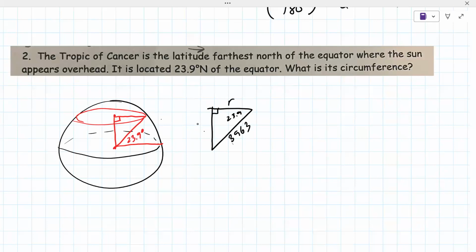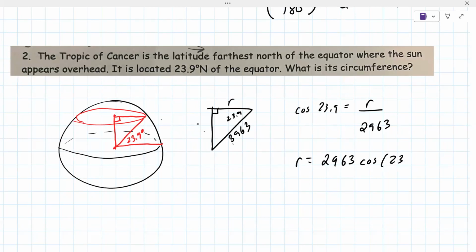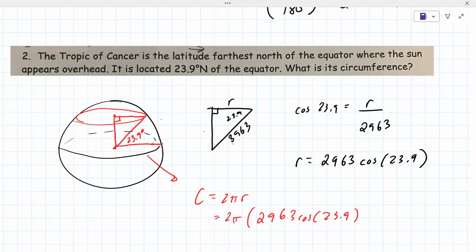This is the radius of that circle, which is kind of what it looks like you did. You did cosine of 23.9 equals R over 3,963. You solve for R. And then once you get that, you find the circumference of that red circle. Circumference is 2 pi R, and that's the R there. It's 2 pi times 3,963 cosine 23.9. And that looks like exactly what you have done in that problem.